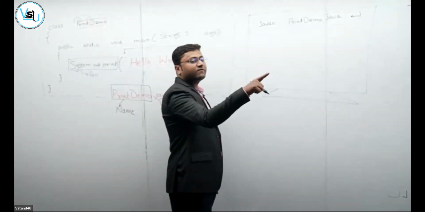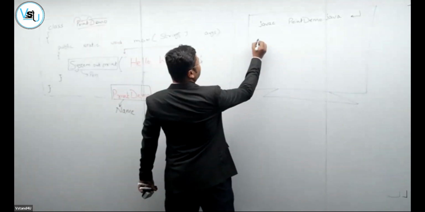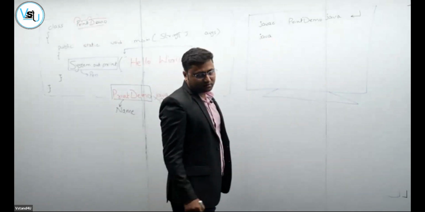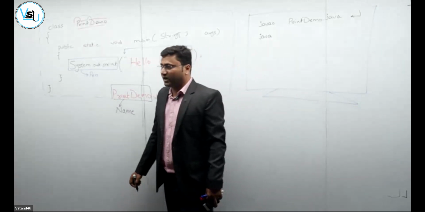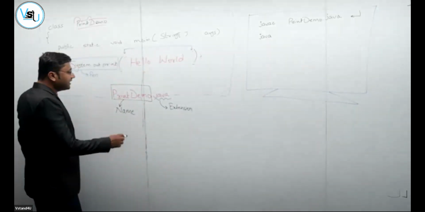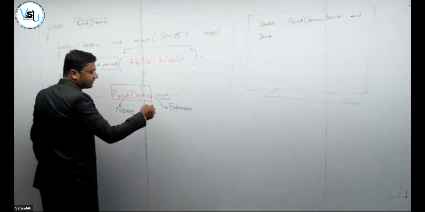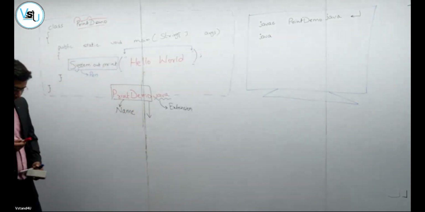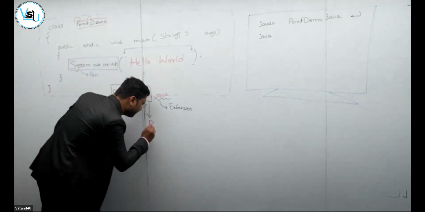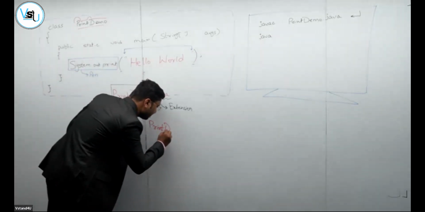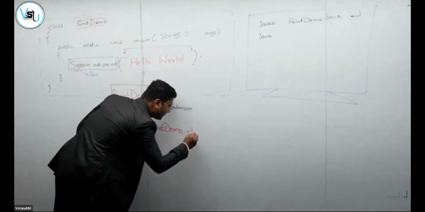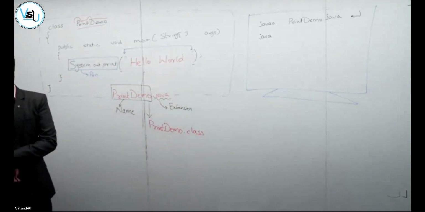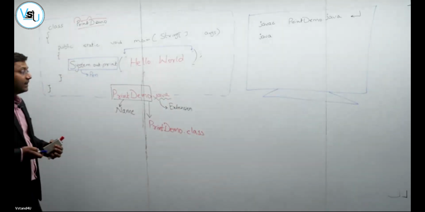To invoke JVM, what is the command? Now your answer is java. We will not type JVM here. We will type java and just the name of the .class file. Because after this compilation, what would have been generated? Perfect. PrintDemo.class would have been generated. And this time we will not give the file extension. We will give only the file name.